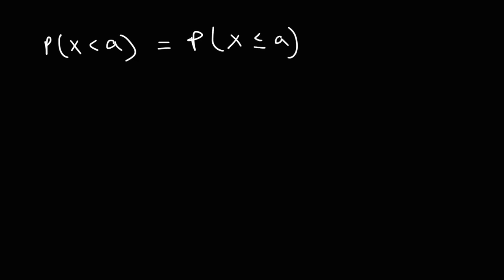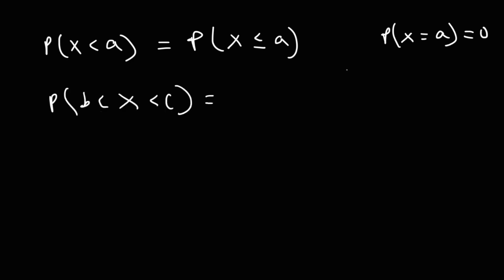Now, another thing that you want to keep in mind, let's say if you wish to calculate the probability that x is less than a. This is the same as the probability that x is less than or equal to a, because the probability that x is equal to a is 0. So less than or less than and equal to, it's going to be the same. So let's say if we want to calculate the probability that x is between B and C, this is the same as the probability that x is equal to or greater than B, but less than or equal to C.